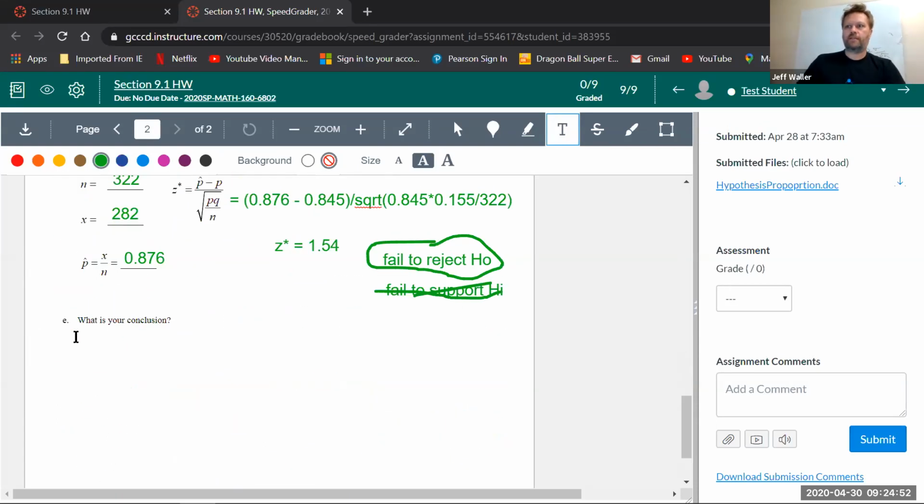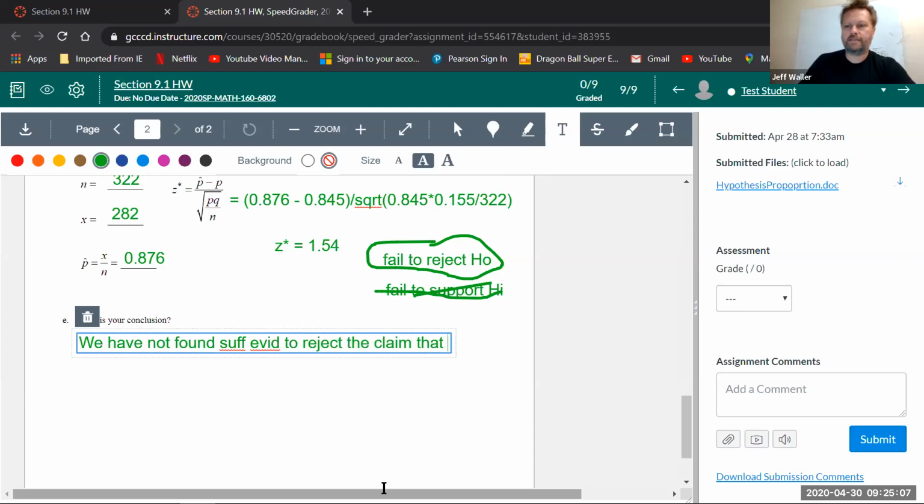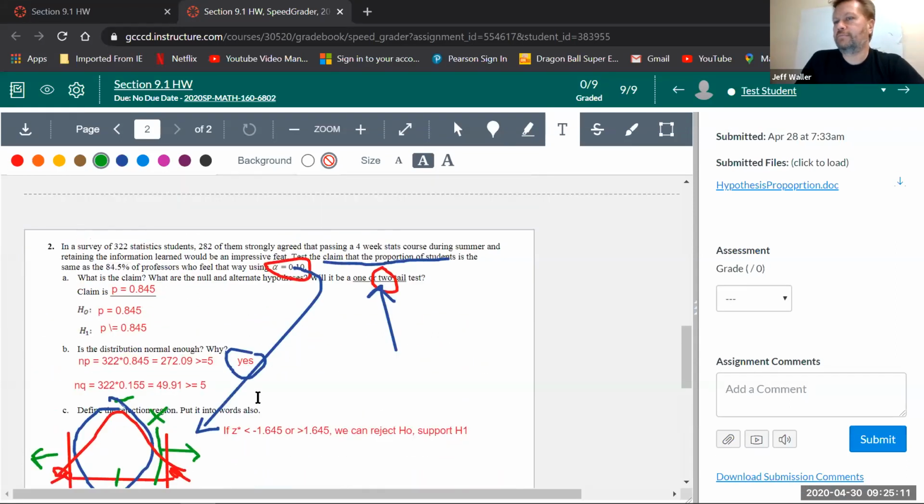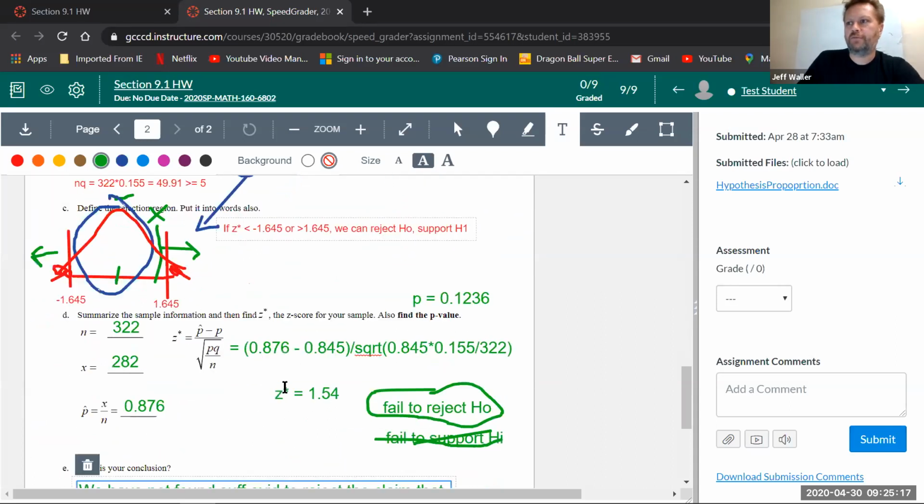So here's a way to remember it. I have to use this language. Fail. We have not found sufficient evidence to reject the claim. The proportion of students is the same as 84.5%. That's fine.